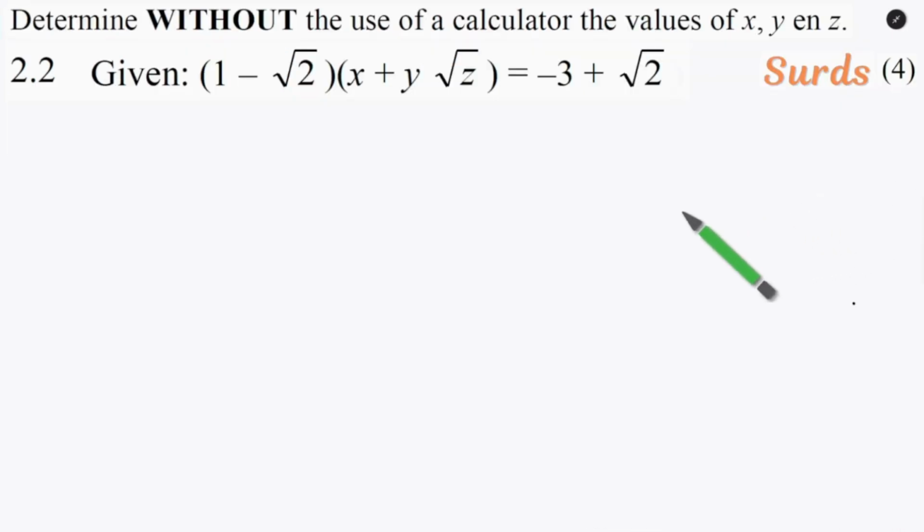Okay, welcome to your challenge round with surds. Now it's quite difficult to see what to do with this question, so I'm going to show you how to cope with it.